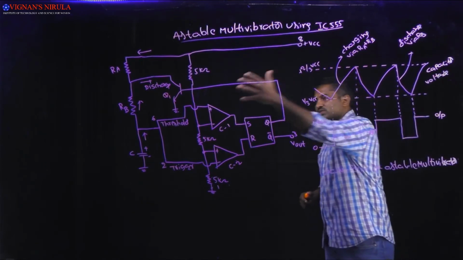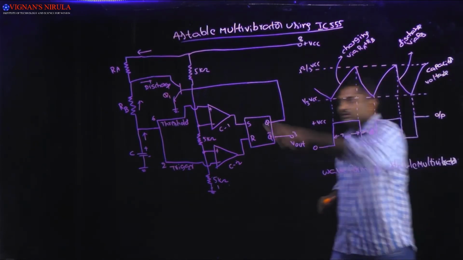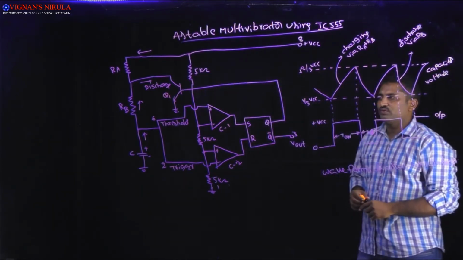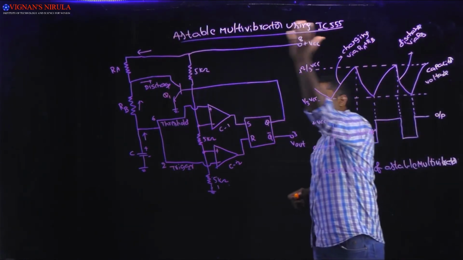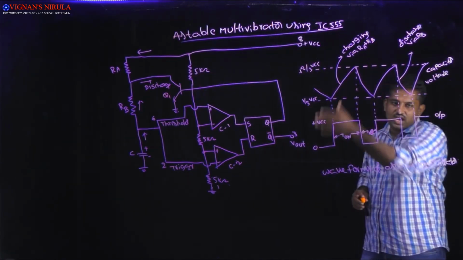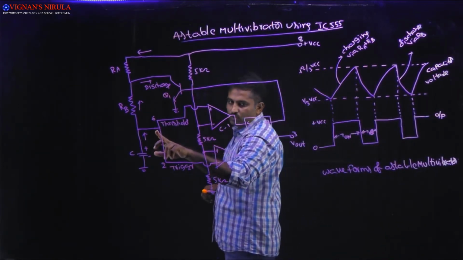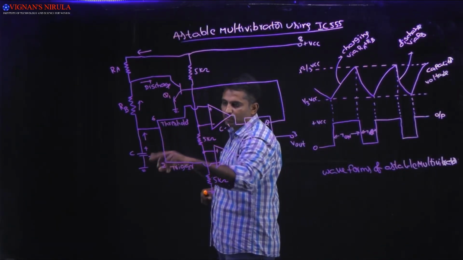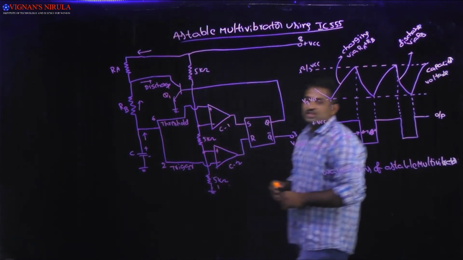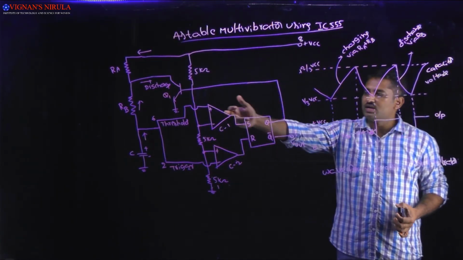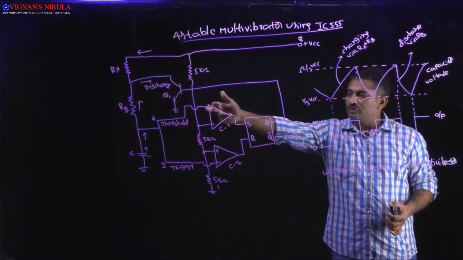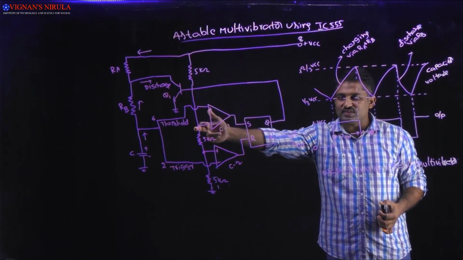Once Q is 0, then what happened? Then Q1 is cut off. Then the capacitor starts charging through RA and RB. This charging capacitor voltage will be applied as the threshold input of comparator 1. It will be compared with the 2/3 VCC.